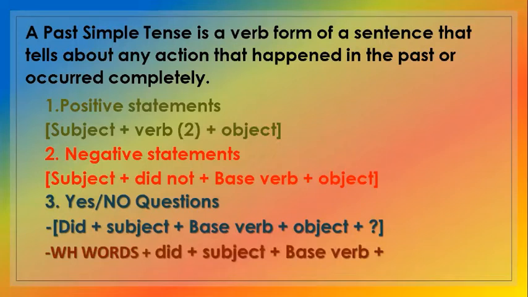Now, if we want to add a WH word, we add it at the beginning of the question. WH plus did plus subject plus the base verb, then object, then the question mark. So this is the form of simple past. We use simple past to talk about an action that happened in the past and finished.